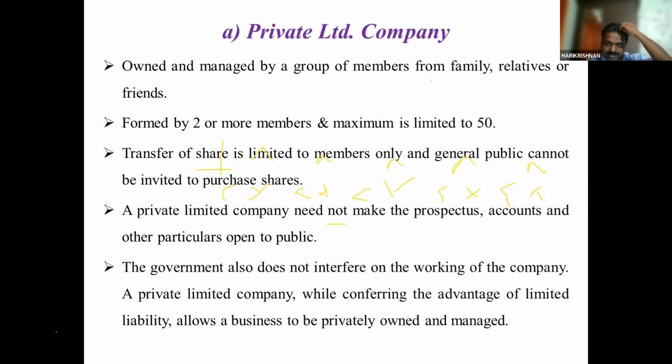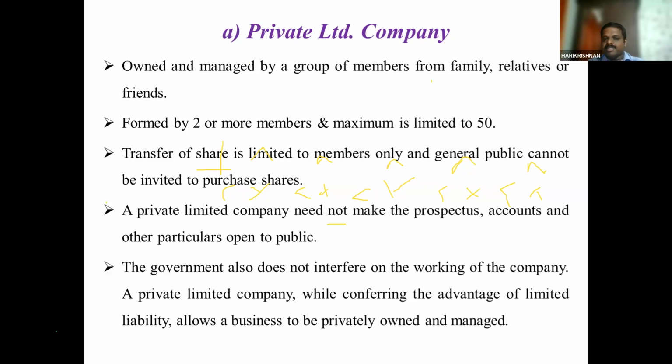Then private limited companies are owned and managed by a group of members, such as families, relatives, or friends. They are formed by two or more members, and the maximum limit is 50. Transfer of shares is limited to members only, and the general public cannot be invited to buy shares. A private limited company need not make the prospectus, accounts, and other particulars open to the public.